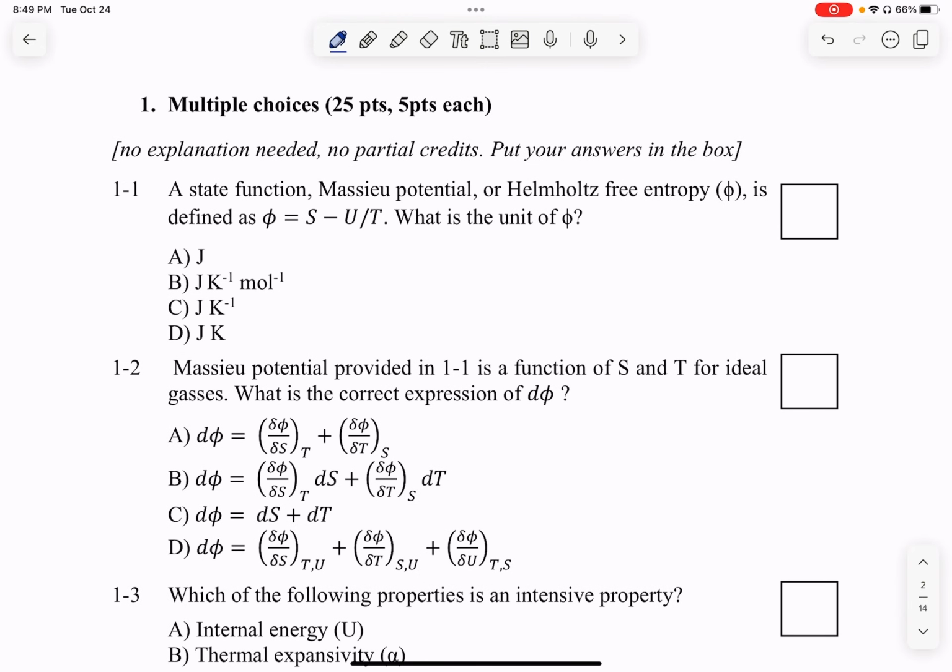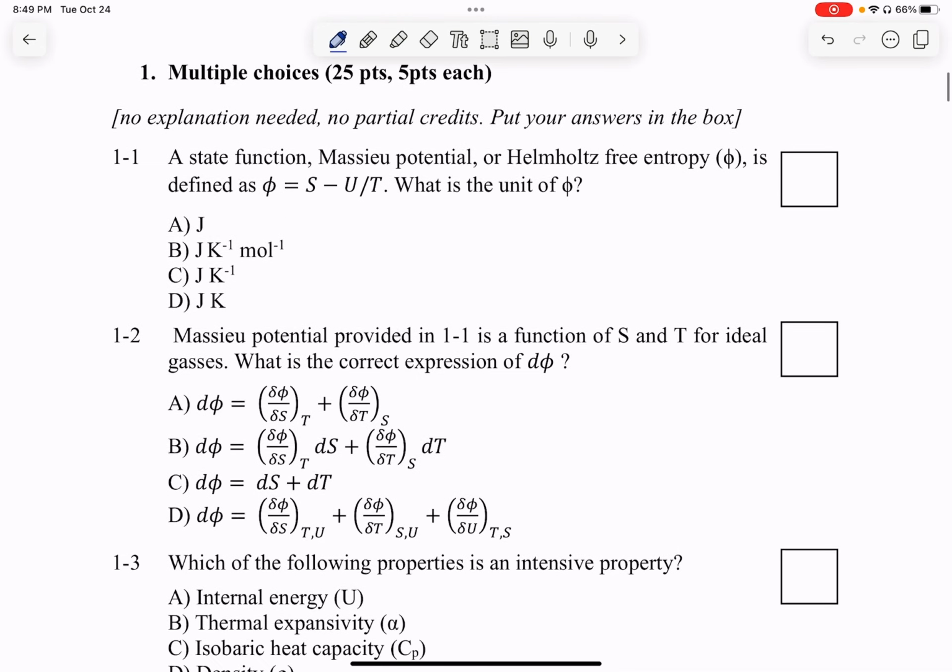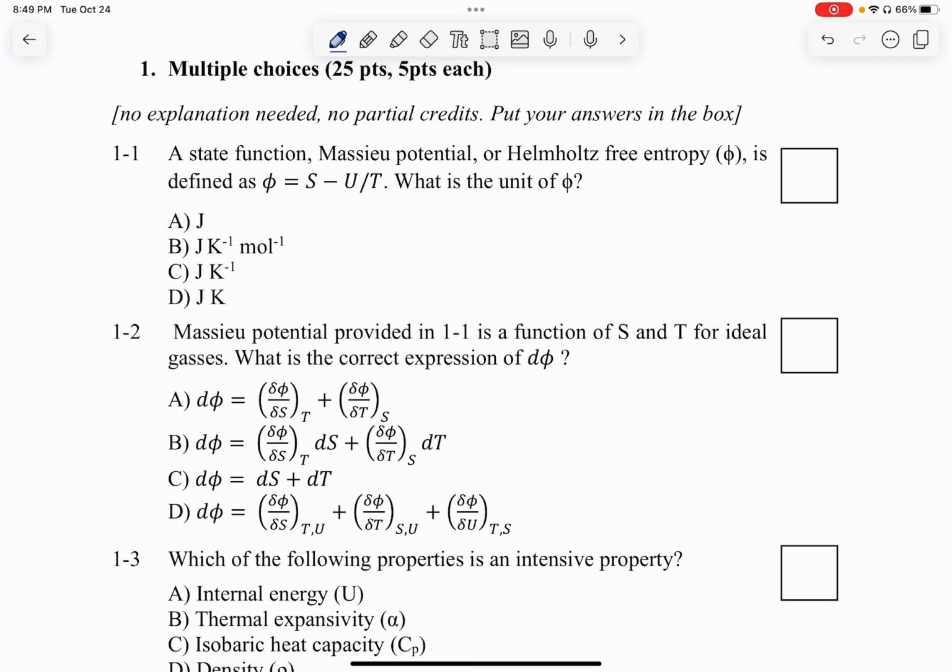The first problem here is multiple choice. The first question asks for the unit of this hypothetical state function, or Helmholtz free entropy. It has the same unit as entropy S, or as internal energy over temperature. So naturally, it will have the unit of joule per Kelvin, which is C.